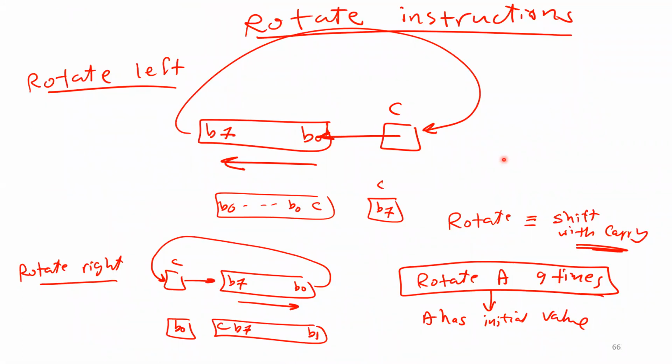Then after that, I explained the rotate instructions. I told you we have rotate left and rotate right, and I made it very easy. Rotate, you can see it is similar to shift, but in case of shift, we always shift with 0. Here I shift with the carry, whatever is the value of the carry, right? So whatever is in the carry is going to come in here, and the last bit is going to go to the carry, okay?